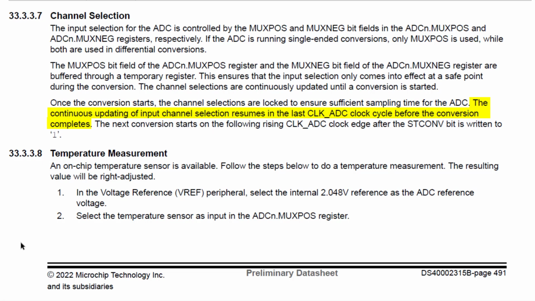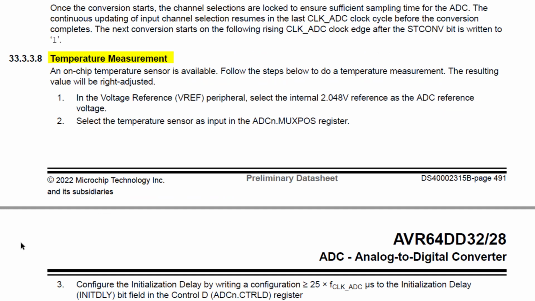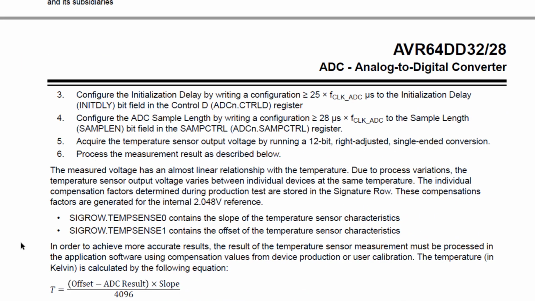Updating of channel selection resumes in the last ADC clock cycle before the conversion is complete, with the next conversion starting on the following rising edge of the ADC clock after the start conversion bit is set to 1. The ADC also includes an on-chip temperature sensor, which is used with the internal 2.048 volt reference.